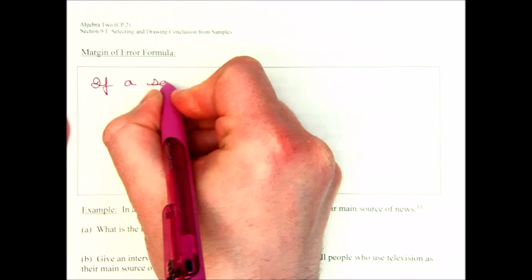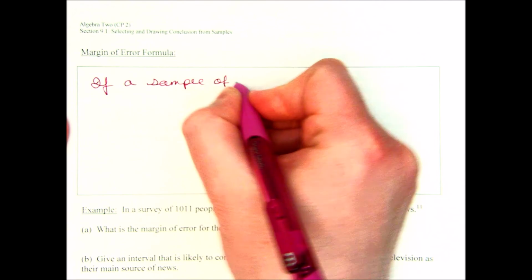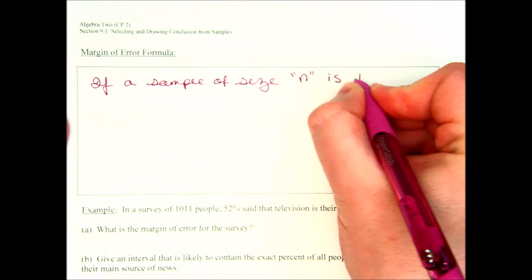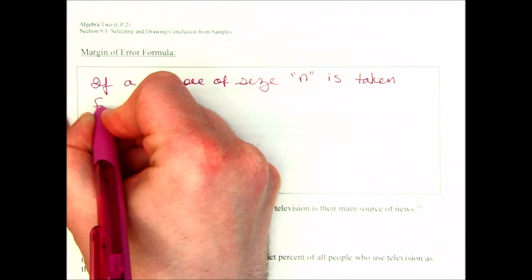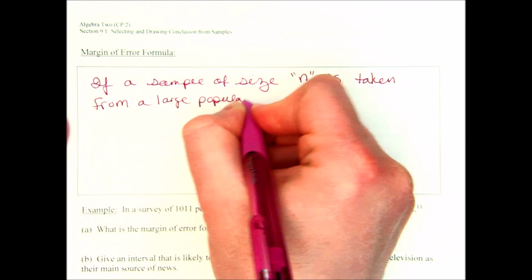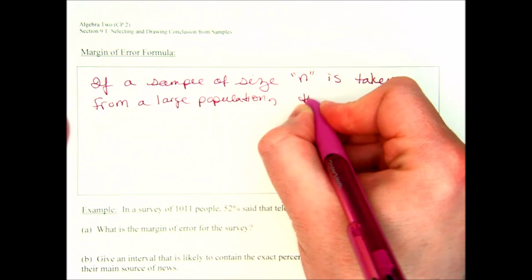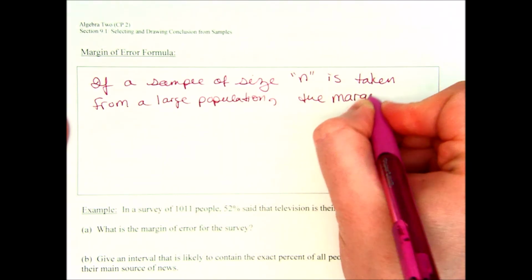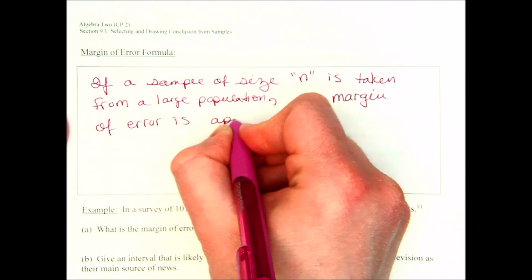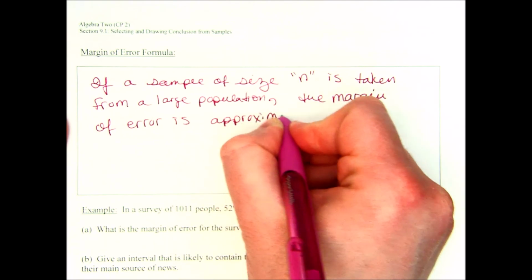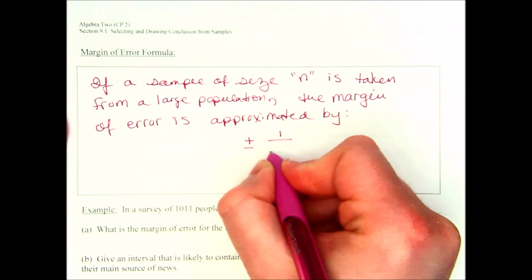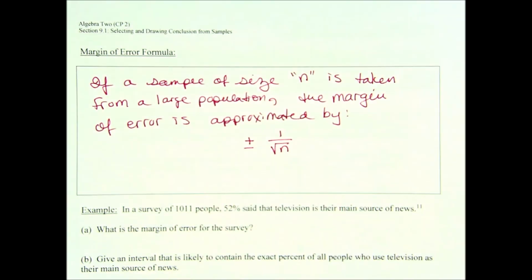We're going to say if a sample of size n is taken from a large population, the margin of error is approximated by plus or minus 1 over the square root of n.